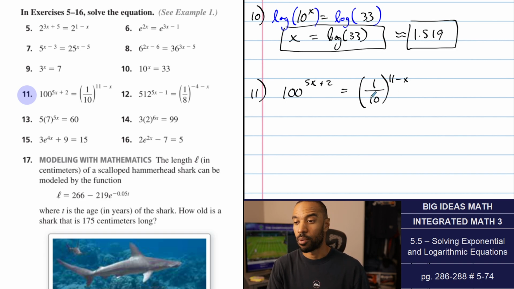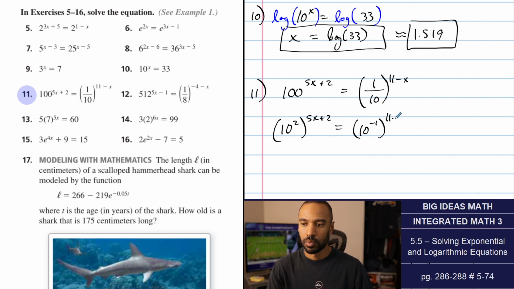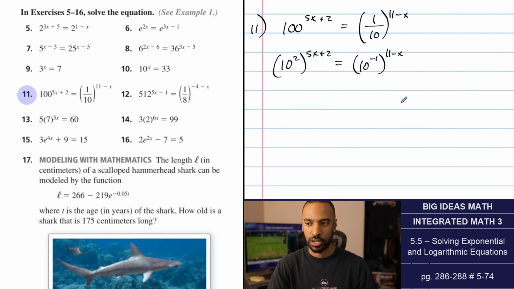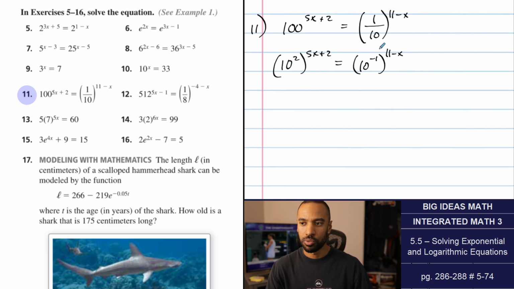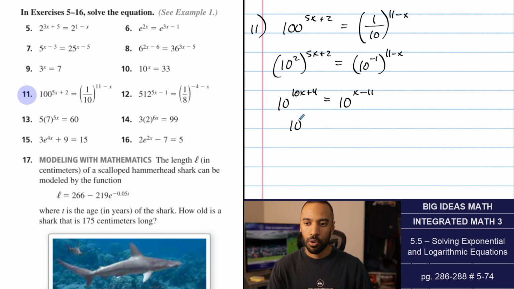100 is 10 to a power, so is 1 over 10. 100 is 10 to the second power. So if I raise that to the 5x plus 2. And 1 over 10 is 10 to the negative first power. Right? That's how those negative exponents work. They're actually fractions. Now we have to distribute these things, the 2 and the negative 1, into these. And now you have 10 to the 10x plus 4 equals 10 to the negative 11 plus x. I'm going to write x minus 11. I'd rather have that. So now we have matching bases.